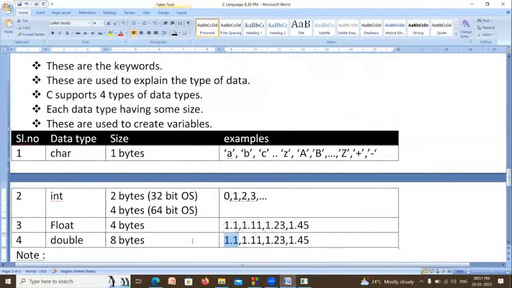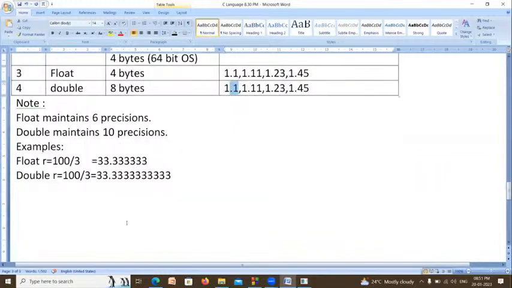Now you can get a doubt: when do we call it float, and when do we call it double? The difference is that float maintains only 6 precisions. The digits after the dot are called float precisions. So float maintains 6 precisions, whereas double maintains 10 precisions. If you want an accurate result, go to double. If you don't need an accurate result, go to float.